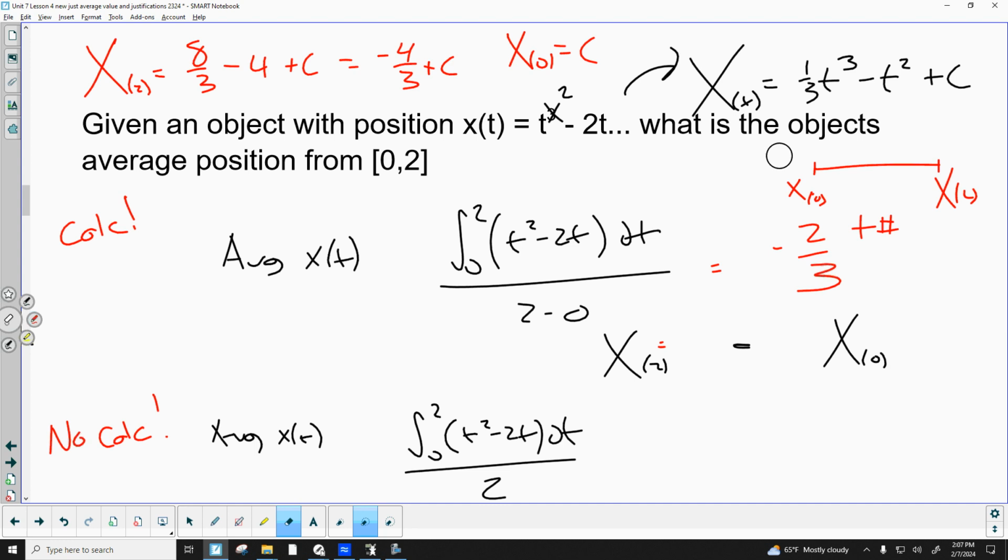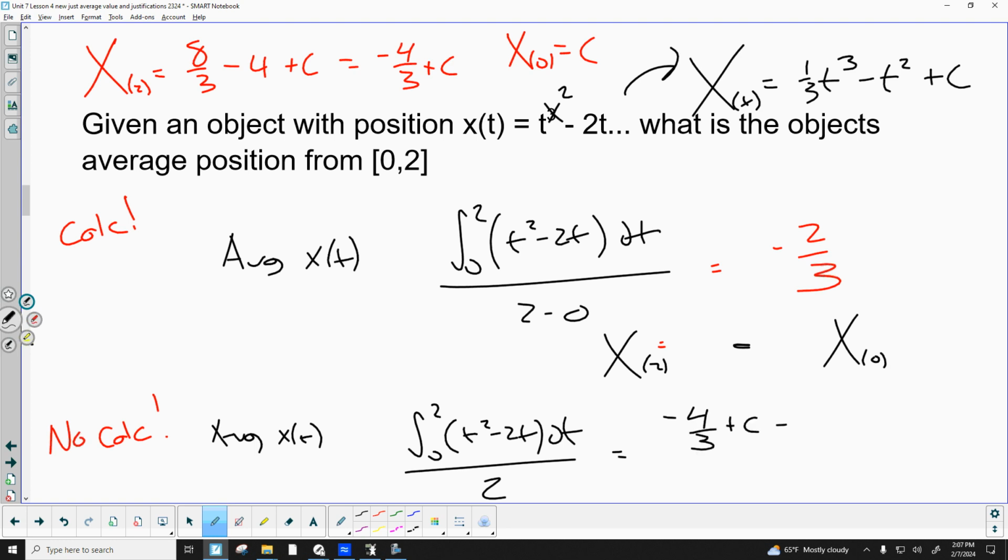So again, the sign analysis is out, but we need to be okay with not using it. We do negative 4/3 plus C minus C. Again, you know that the C's are going to go away, and it's like, oh yeah, I subtracted 4/3. Don't forget to divide that by 2. And voila, that's how you get that answer the same way without a calculator.